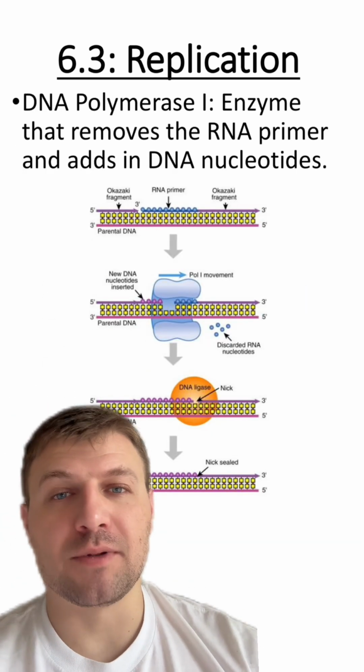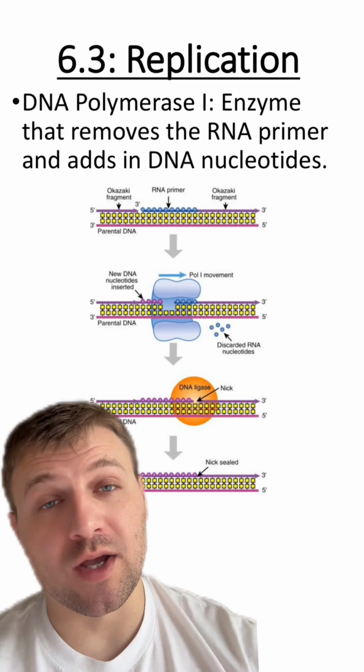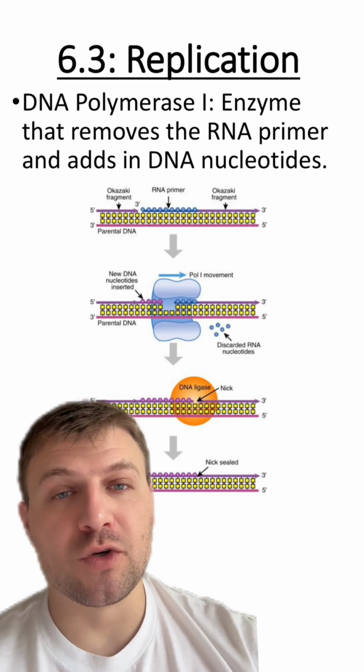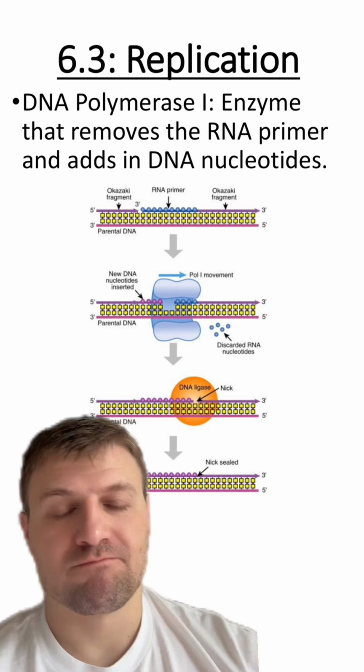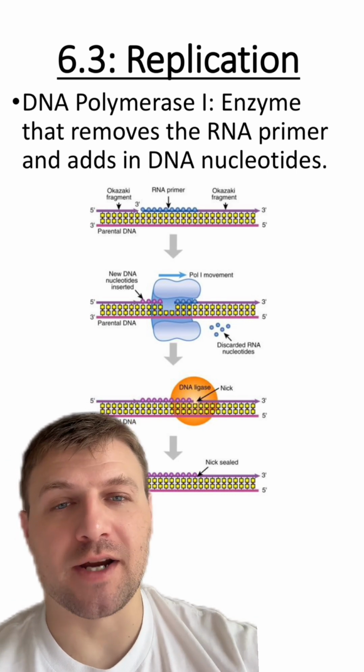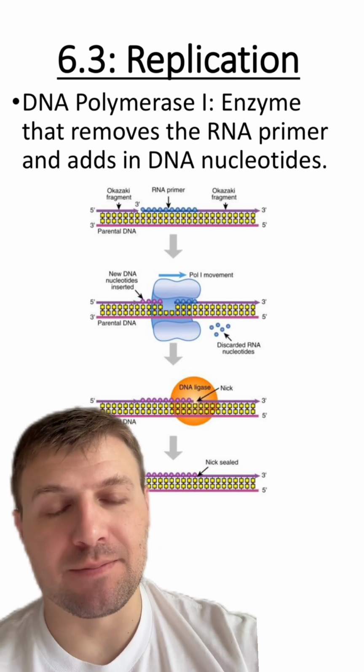Another type of DNA polymerase that's going to be used in this replication process is called DNA polymerase 1, in which this enzyme removes the RNA primer and adds DNA nucleotides to those locations. So like I said before, RNA isn't incorporated into those DNA strands, it's removed by DNA polymerase 1.